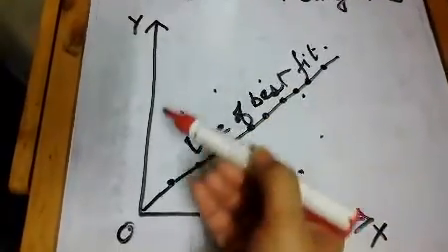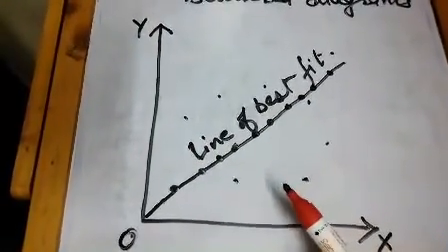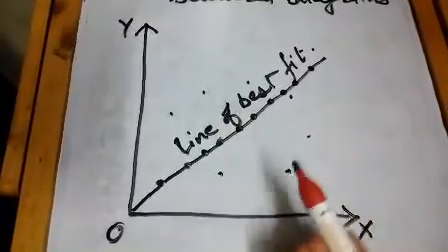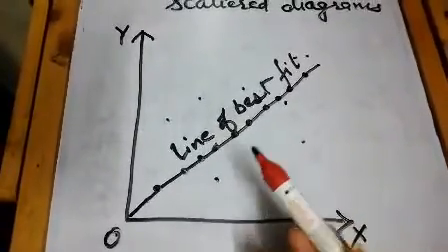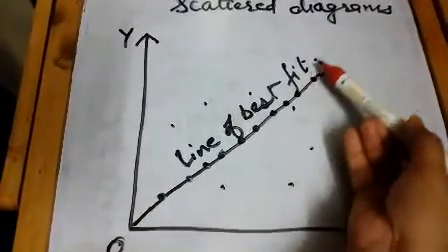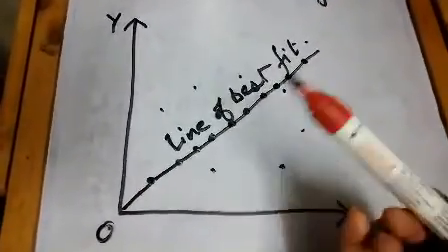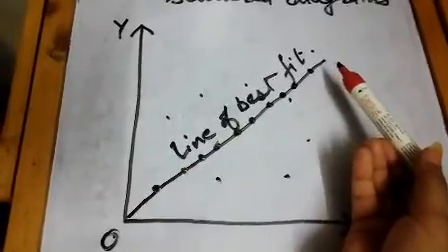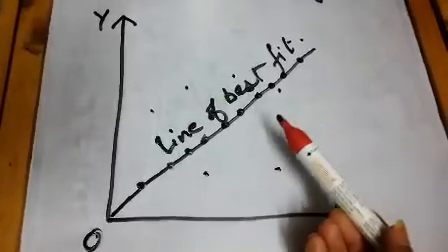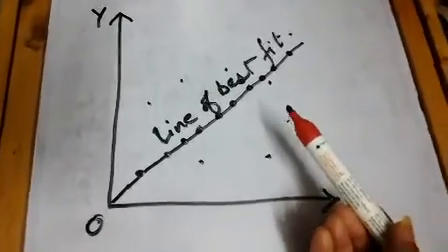That means these were some of the points plotted by us, and maximum points out of the given data lie on the same line. So when we join all those points we obtain a straight line, and this straight line is called the line of best fit.